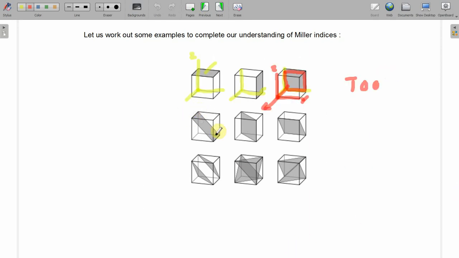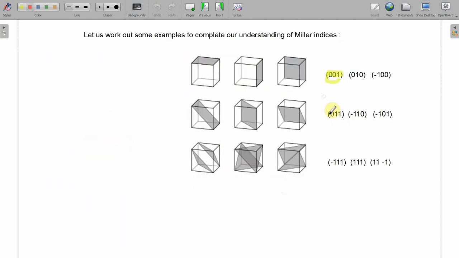In the same way, if you try to identify this plane, let us say the origin of the coordinate system is here, and this is x axis. The plane is parallel to the x axis, so straight away the x coordinate should be 0. It is intercepting the y axis at 1 unit, so 1. It is intercepting the z axis at 1 unit exactly, so it is 1. So it is (0 1 1). You can check it.